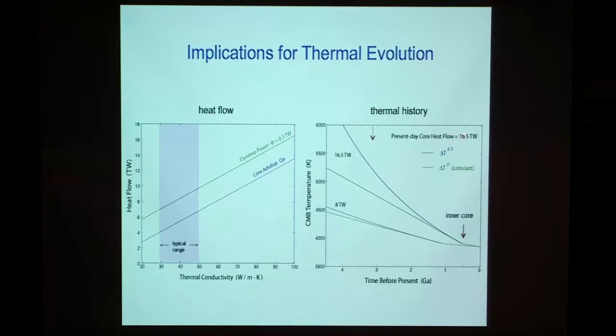Here's a heat flux of 16.5 terawatts. It's that point. This green curve is just imagining that heat flow at the core-mantle boundary stays constant for all time. So I go back in time.